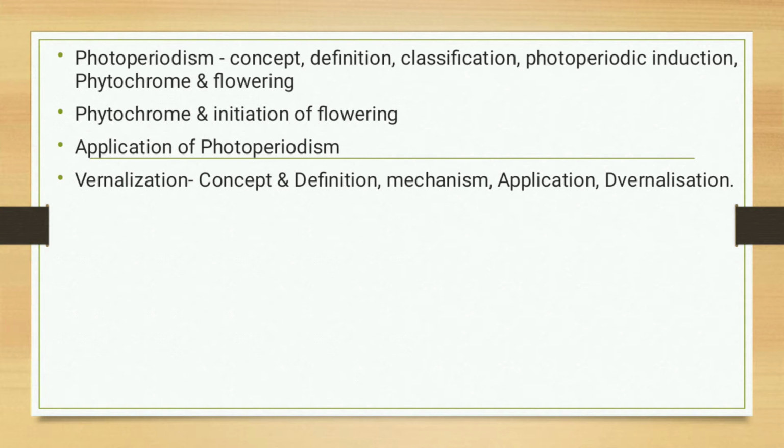In this chapter, we will study the following concepts: photoperiodism, the concept, definition, classification, periodic induction, phytochrome and flowering, phytochrome and initiation of flowering. Application of photoperiodism and vernalization, the concept, definition, mechanism, applications, and de-vernalization.